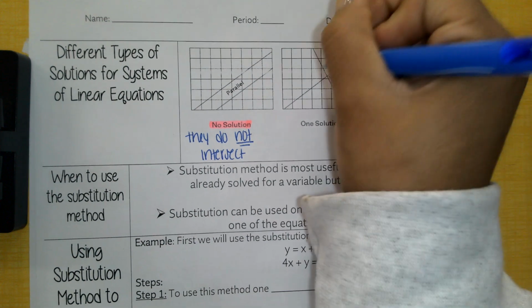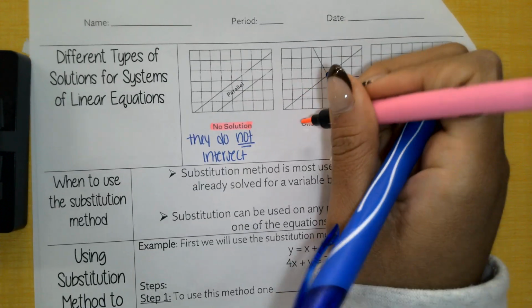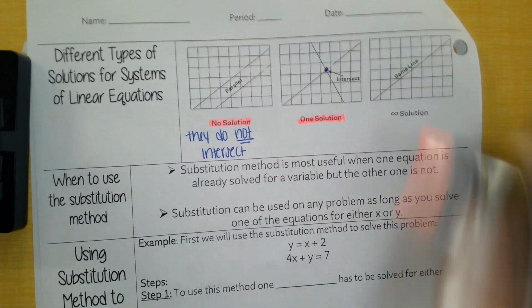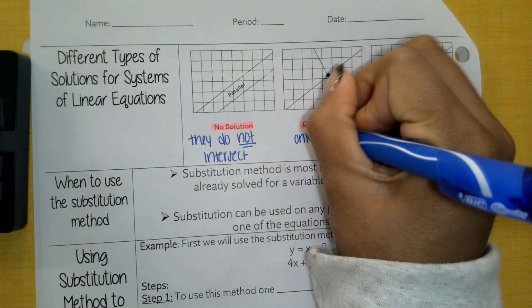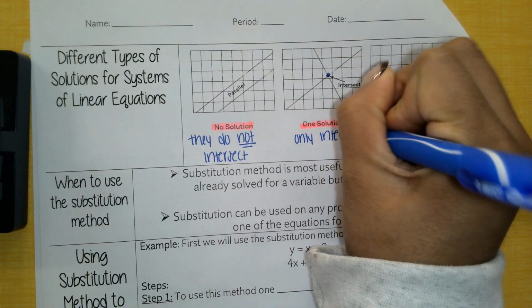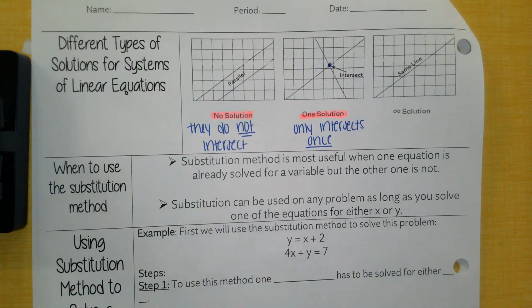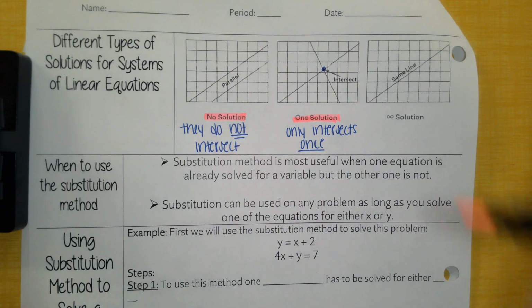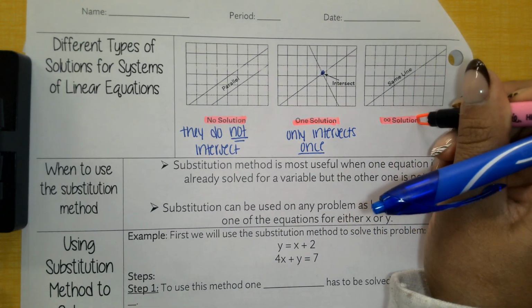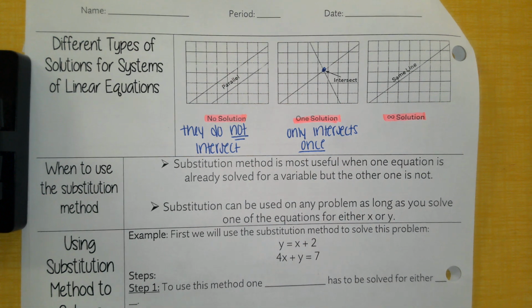Now, if it's one solution, meaning they intersect just once, then they only intersect once. Now, infinite solutions. Infinite solutions means that you have these 2 of the same lines. So you're just going to end up having to draw one line, technically. What this means is that they intersect at all times.